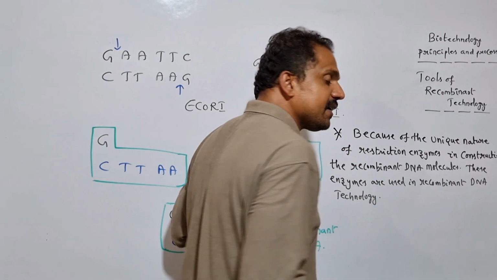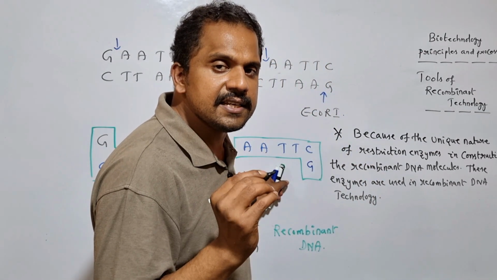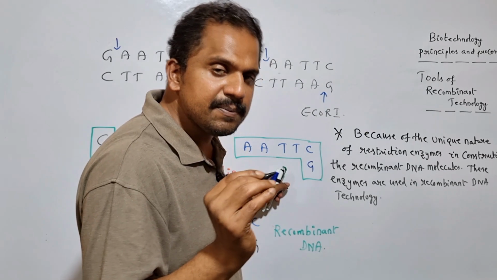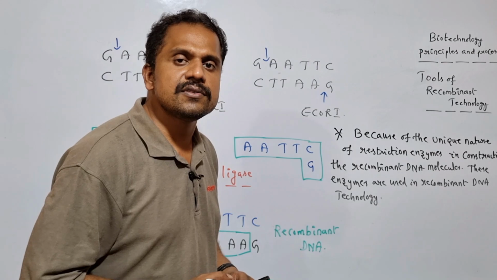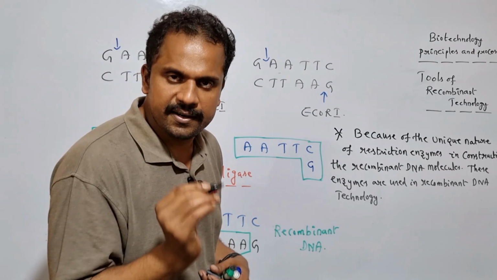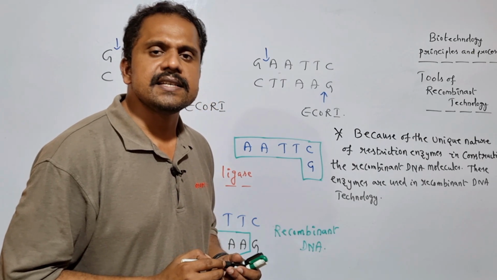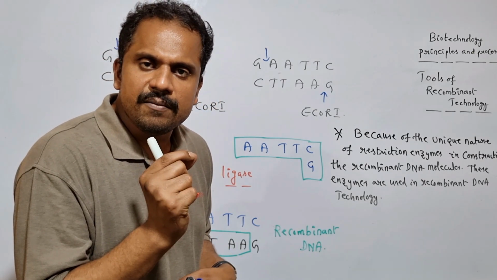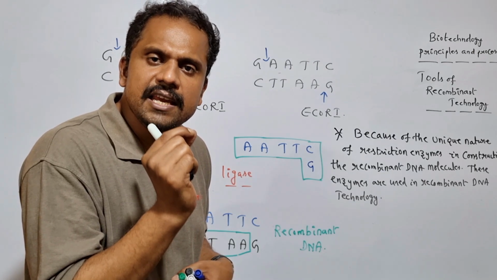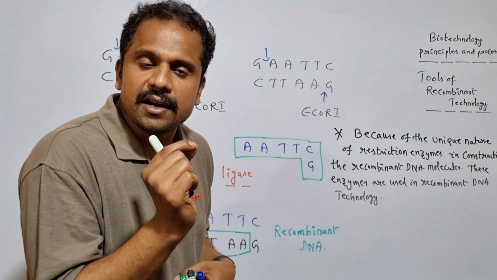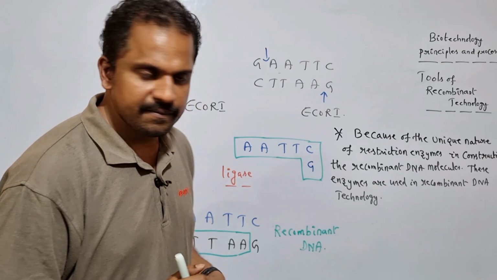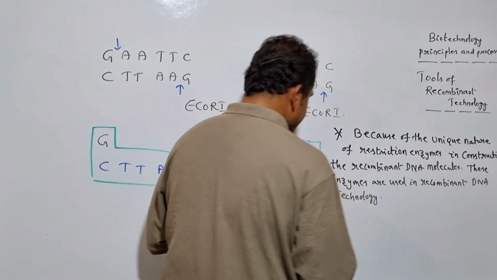And here we need to understand that the specific restriction enzyme which is most commonly used in order to cut the foreign DNA, such specific restriction enzymes, even they are used in order to cut the vector DNA molecules in order to construct the recombinant DNA. Is it clear? The specific restriction enzyme which is most commonly used in order to cut the foreign DNA, the same restriction enzyme, even it is also used in order to cut the vector DNA molecules in order to form a recombinant DNA. So let me write it here.